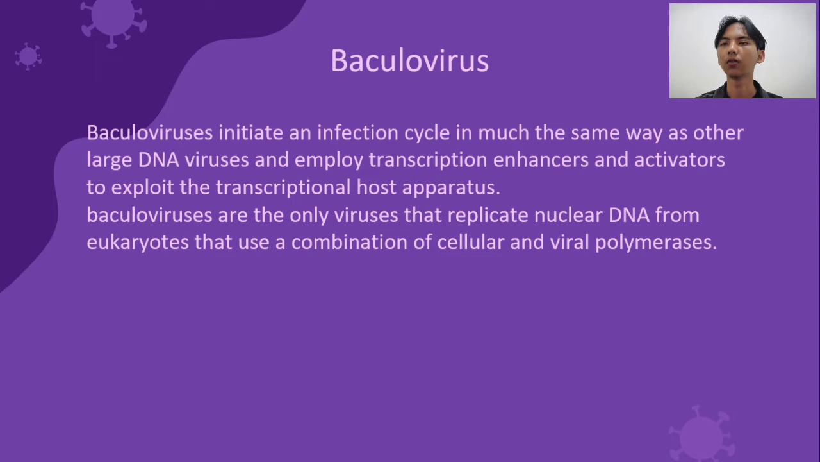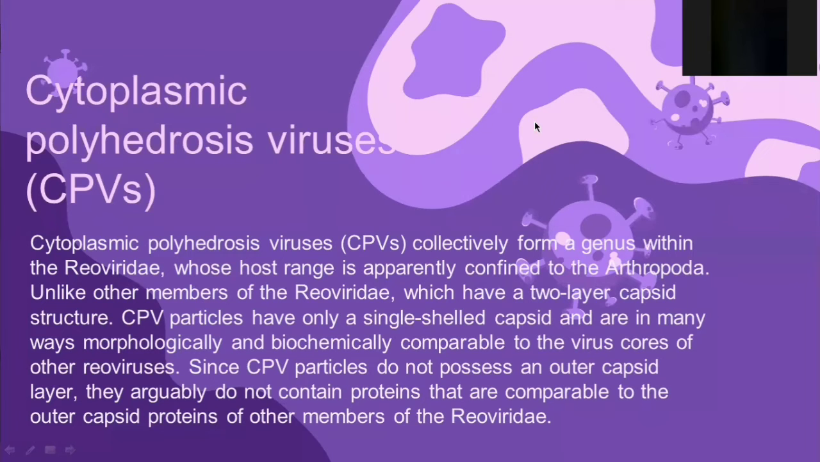Baculoviruses initiate an infection cycle in much the same way as other large DNA viruses, and employ transcription sensors and activators to exploit the transcriptional host apparatus. Baculoviruses are the only viruses that replicate nuclear DNA from eukaryotes that use a combination of cellular and viral polymerases.